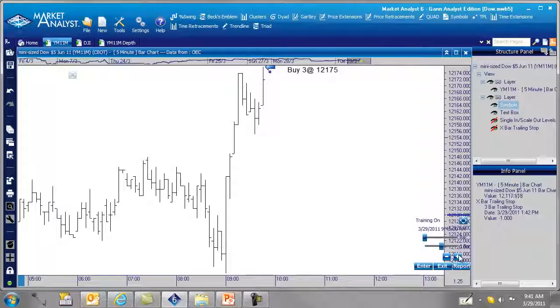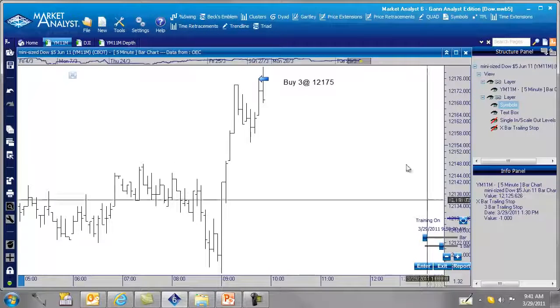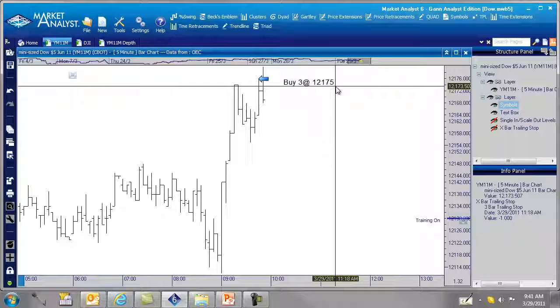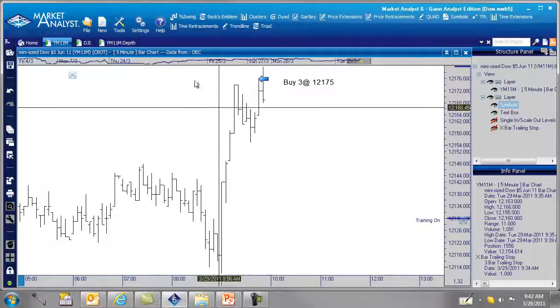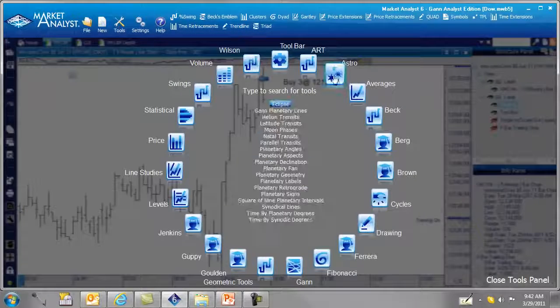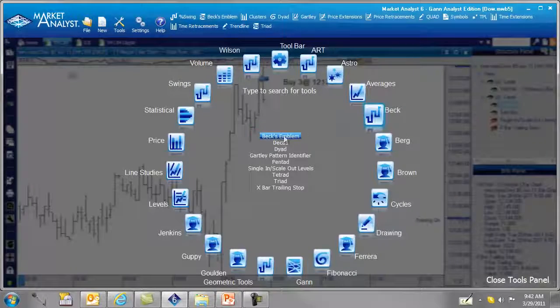So let's add a bar and see if we get filled. Okay, so we would have been filled at 12,175. And in this example, we're going to put our stop below this low right here. So as mentioned before, it's important for us to identify exactly what our risk is up front before we put the trade on. Now that we have the trade on, let's go ahead and apply the single in scale out levels. To do that, we go over here to Tools, go to Beck, go to single in scale out levels.